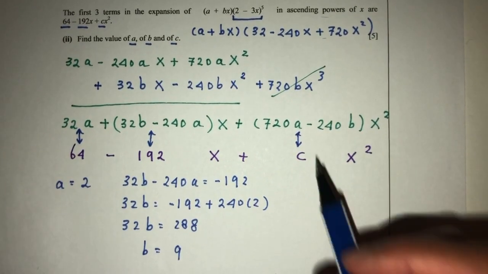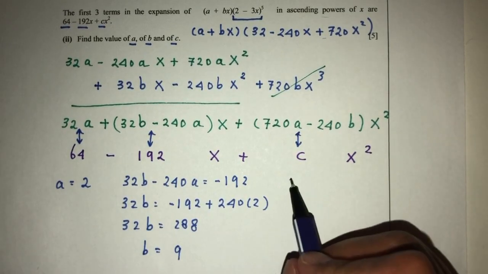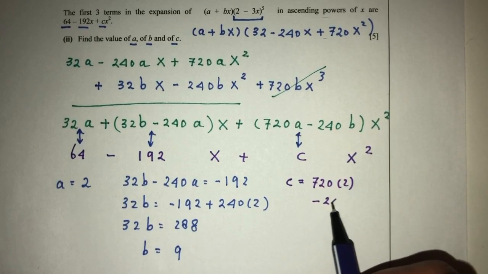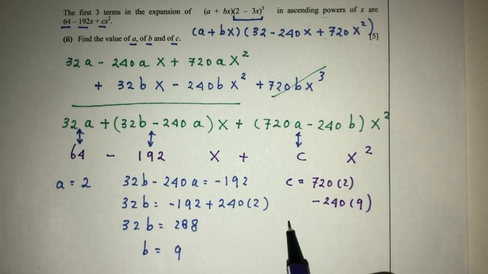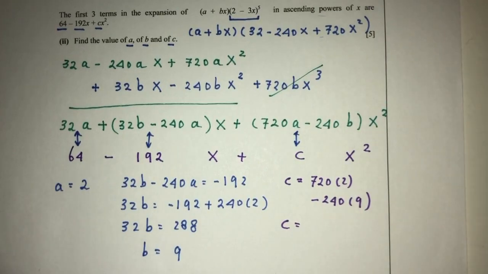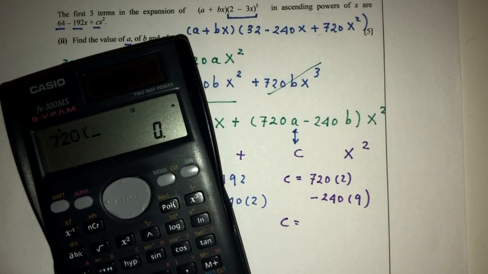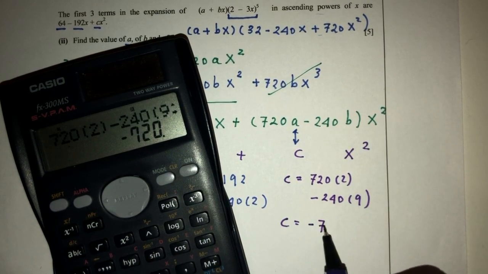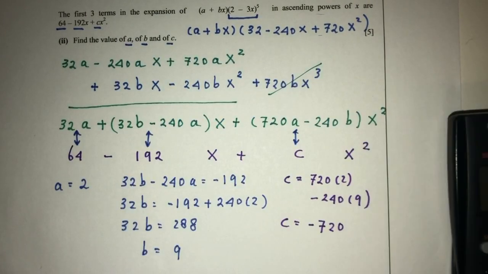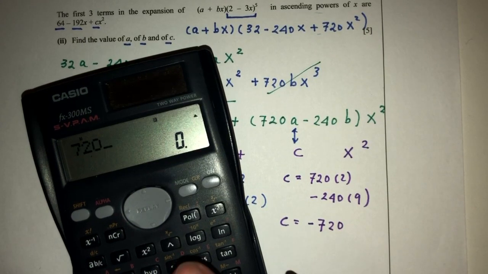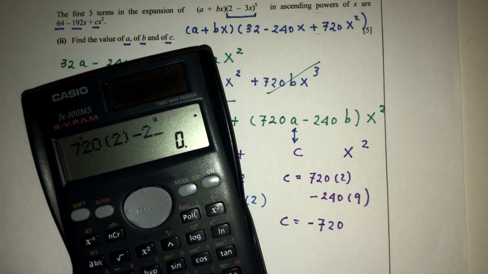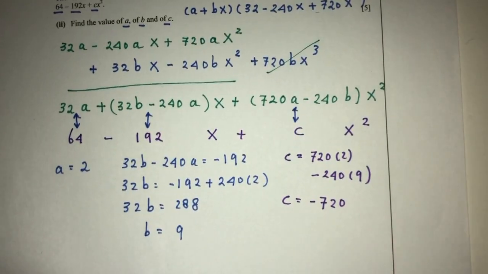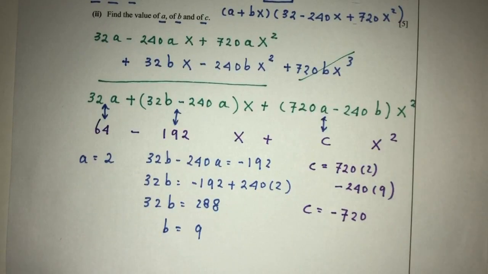Okay, so next one here, just replace the values. c is equal to 720a, a is 2, minus 240 times 9. c will be what? So let's solve this. 720 times 2 minus 240 times 9, that will be minus 720. That's a very interesting answer. Let me try again in case I make some mistake. Okay, seems to be right. So these are the three values we need to find for a, b, and c. This is question number 9.